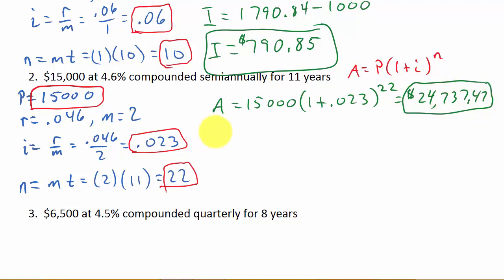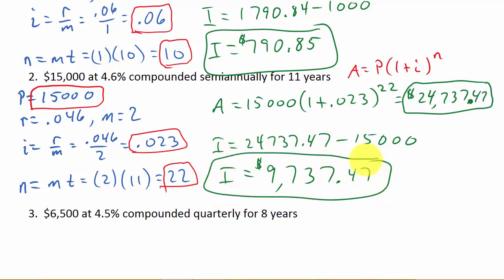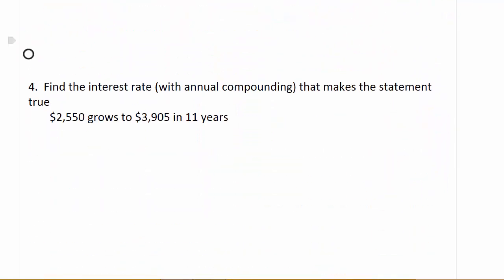Now they want us to find the interest earned. So the interest is just the compound amount minus the original amount we deposited. So that's 24,737 and 47 cents. This is a decimal here. Okay, minus the 15,000. And so the interest earned is $9,737.47. Okay. All right, so for this video, let's look at one more, and then we'll do this one.